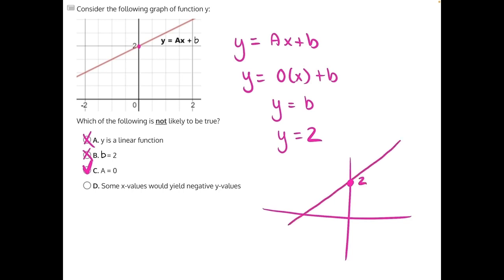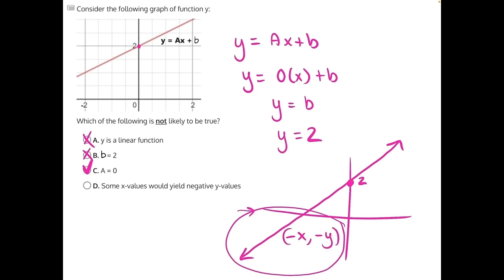If it were to continue, if this graph were blown up into a bigger size, we would see that eventually we would cross the x-axis and enter into the third quadrant where all of our y values are negative, as well as our x values. We have a negative x, negative y, would be all of our coordinate points in this quadrant. So yes, some x values will yield negative y values, making that a true statement, but making that the wrong answer. So answer choice C is our correct choice.